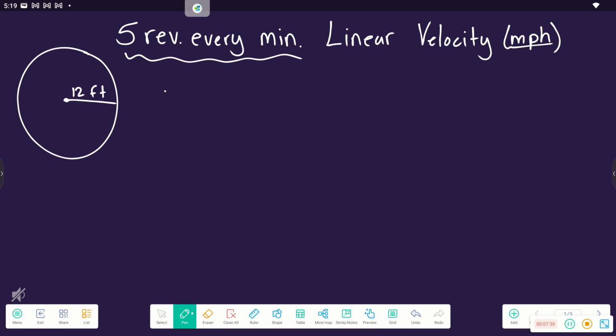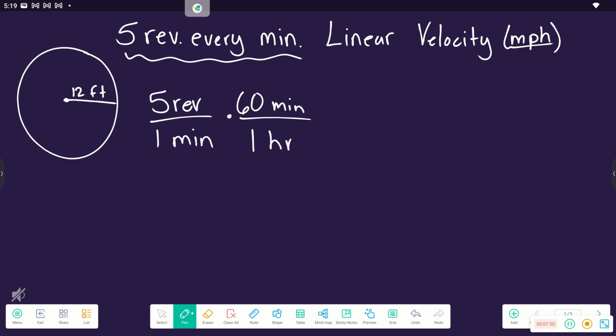So let's do dimensional analysis. I have 5 revolutions every 1 minute. Okay. First thing I see is I have minutes. I need hours. So let's deal with that really fast. I know there's 60 minutes in 1 hour. Okay. Those will cancel. The next thing I need to deal with is this revolutions. I need to get rid of this revolutions. And what's the one thing we know about revolutions is that 2 pi radians make a revolution. That's our most common conversion that we're going to be using here.